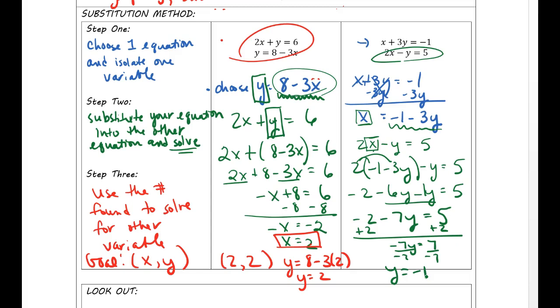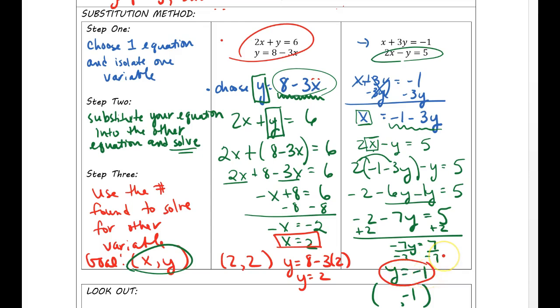Now what? Now I need my answer to be a point, remember? So I've got the y part of the point, but I don't have the x part of the point. So what do I do? I do step 3, which is use the number you just found. So here's the number I just found to find the other number. I'm going to take y equals negative 1.